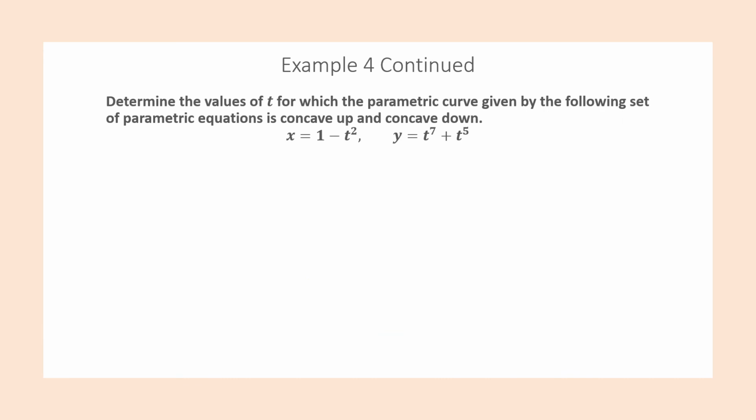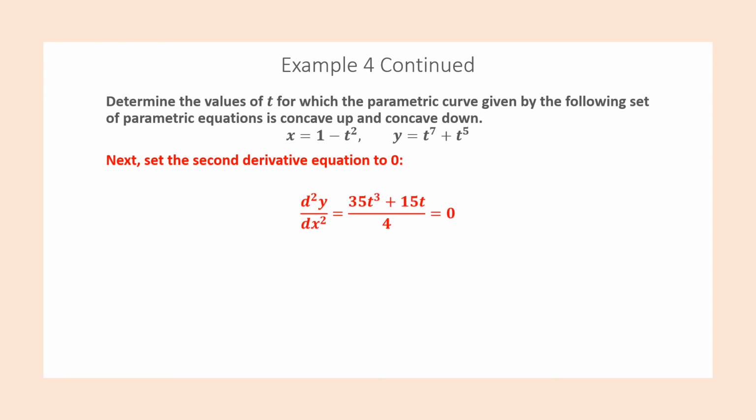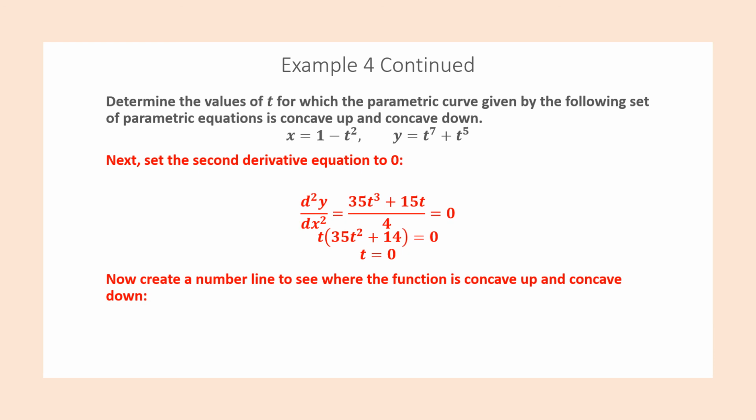All right, so now that I have that derivative, I want to set it equal to 0 to find where I have points of inflection. When I set it equal to 0, I get (35t squared plus 14) all times t equals 0. Setting each one of those factors equal to 0, I get t equals 0. And for the other one, I get an imaginary number. So t equals 0 is the only place I'm concerned about.